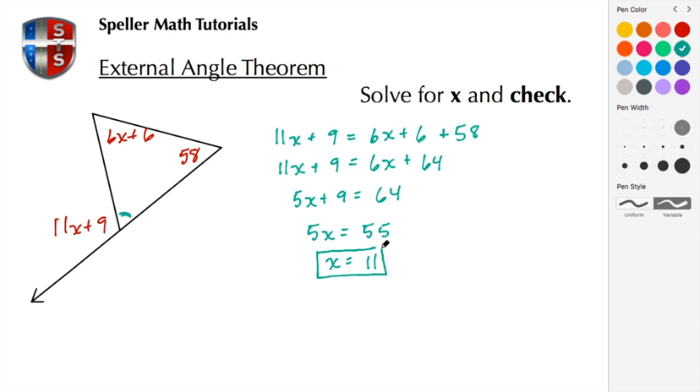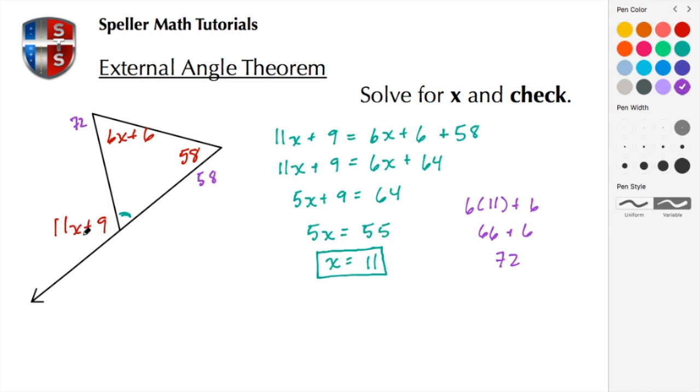Now we're going to take this x value of 11 and substitute that back into these other expressions. So let's change the color here, and we're going to say 6 times 11, because that's the x there, plus 6. So here we have 66 plus 6. Well, 66 plus 6 turns out to be 72. So we know this angle here is 72. I'll write that on the outside. This angle here is 58.